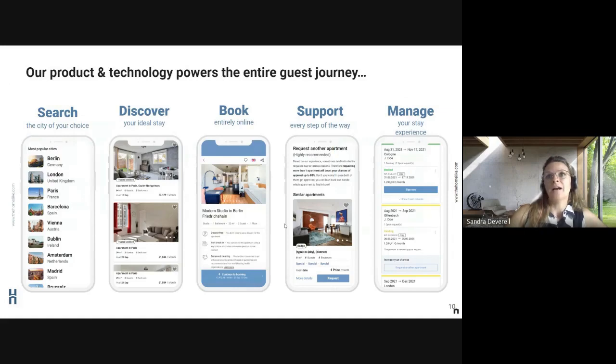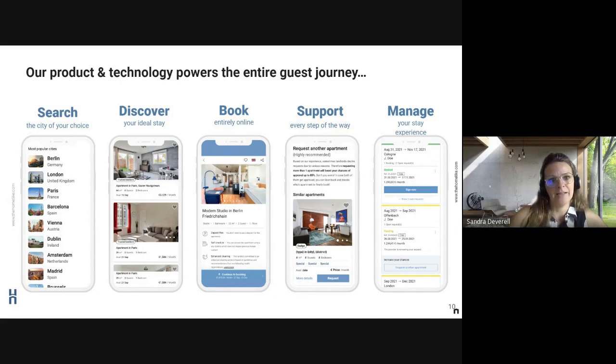Looking at our product journey a little bit to give you an idea how it works and what it is like to book with Homelike. A tenant might search on our platform for a certain city, then selects within the city the filtered apartments. There are various filters that can be selected, and then proceeds to requesting or instantly booking. There are different ways of booking, which I will come to in a minute.